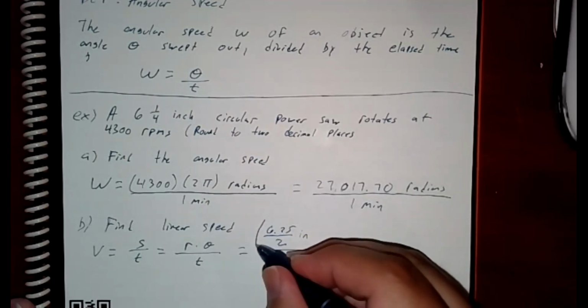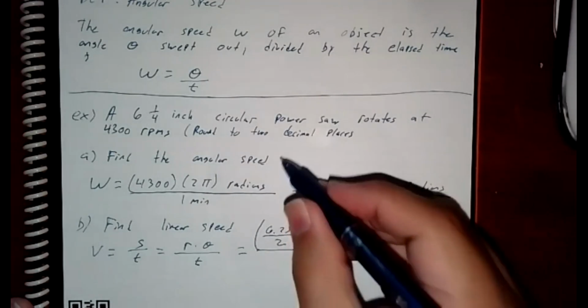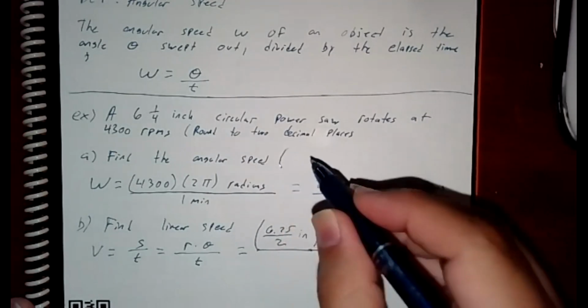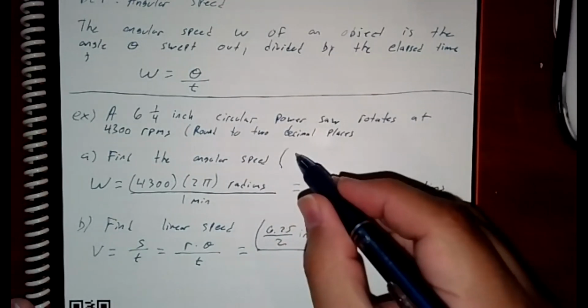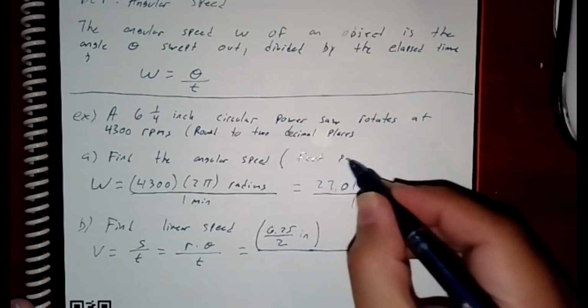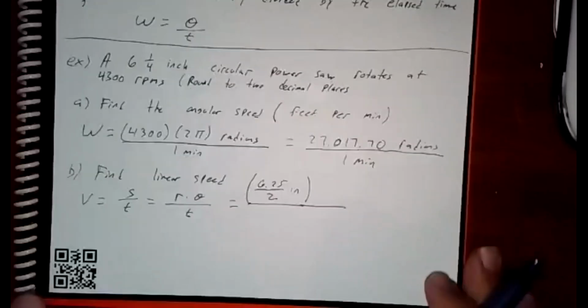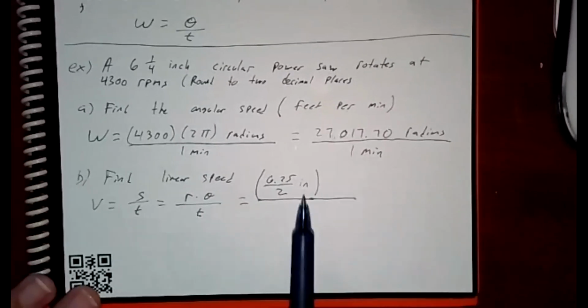Okay. Now theta. We found theta. Oh, actually, the homework asks you to do this in feet per minute. This is just to make it more hard for no reason. Or difficult. But let's worry about that later.